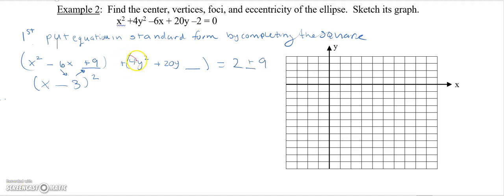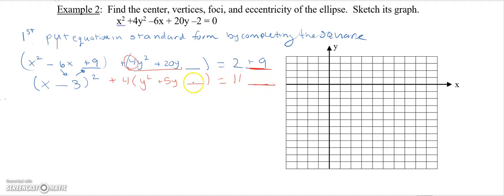For the second one, we have this coefficient of y squared. We can never complete the square when there's a coefficient of y squared. So I'm going to factor it out of both of these terms, whatever the coefficient is. I'm going to pull out a 4, I have y squared plus 5y, and leave a blank. And my 2, I added 9, so 2 plus 9 is 11.